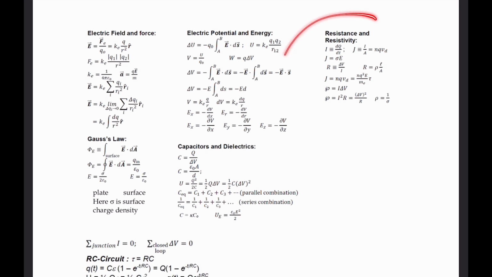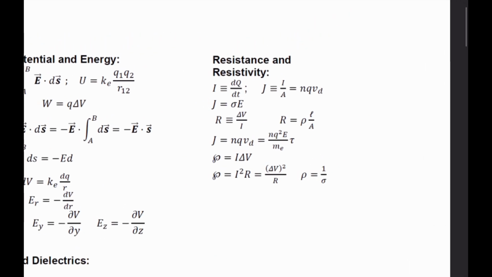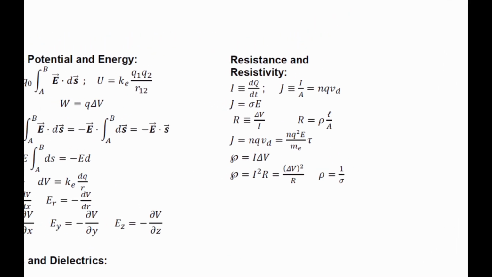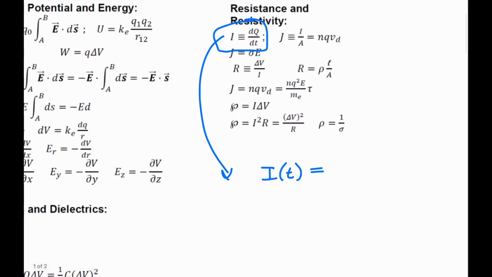But for now, let's continue this video and end it off before the 2-hour mark by going into this resistance and resistivity section. So this equation here is defining electric current, finally. Current, as a function of time, current can change through a resistor, or sorry, through a wire.